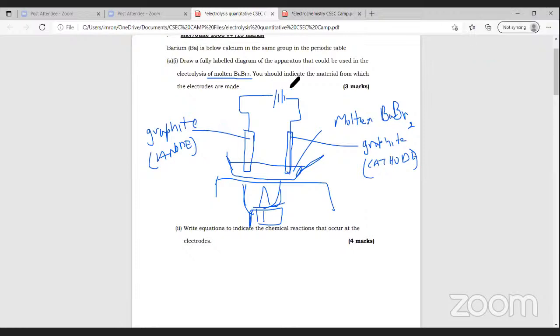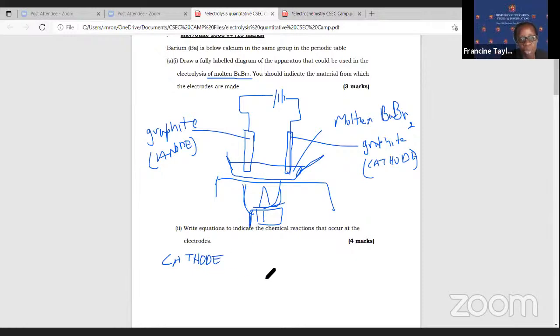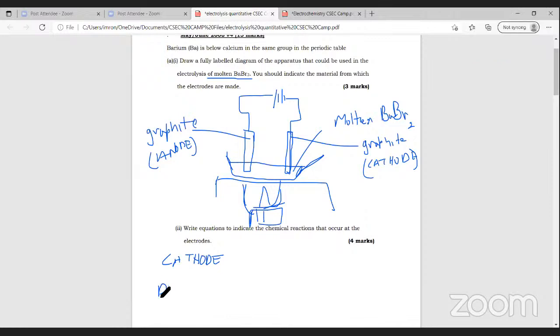All right, then it says write equations to indicate the chemical reactions that occur at the electrodes. So talk to me now. What would go on at the cathode? What's going to the cathode? What ions are present? Ba2+ plus 2 electrons to give barium. Yes. Somebody's asking why graphite?